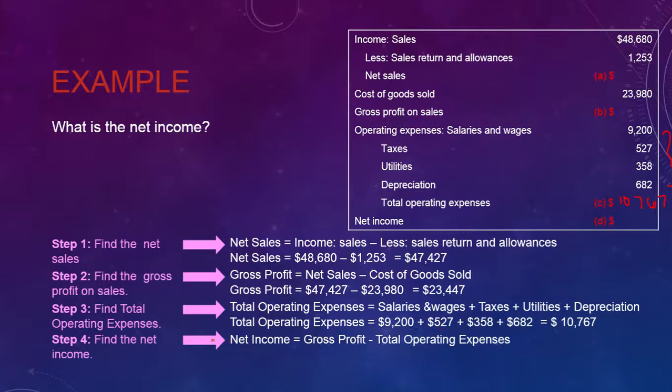And the last step is to find the net income. From a few slides ago, we said the net income is just the gross profit minus the total operating expenses. So we're really subtracting C from B, which is $23,447 minus $10,767. And that gives us $12,680. That is the net income for this statement right here.